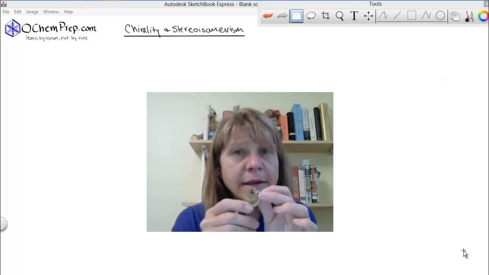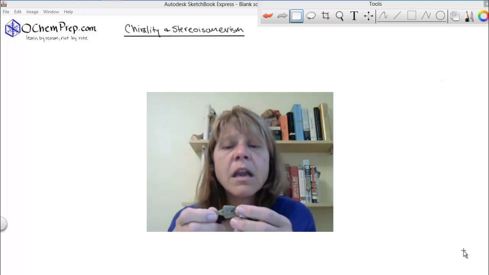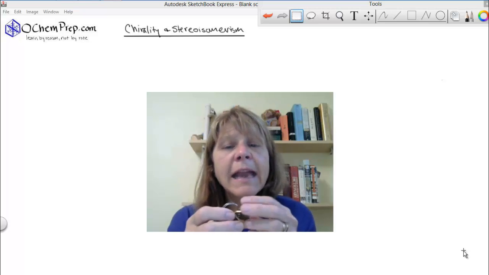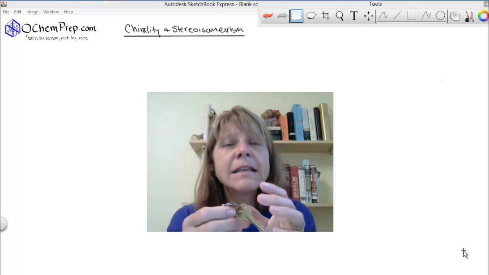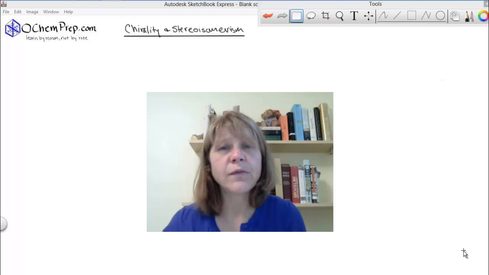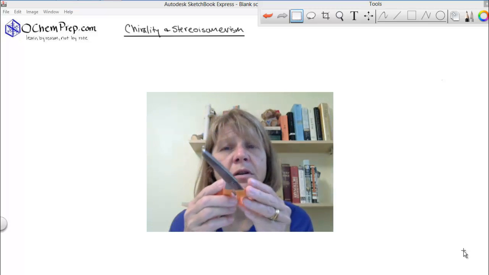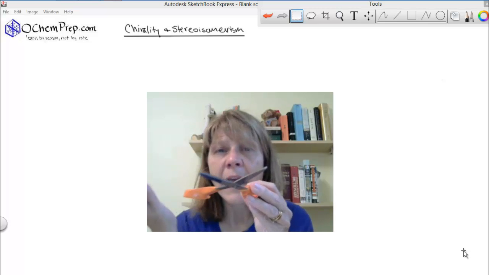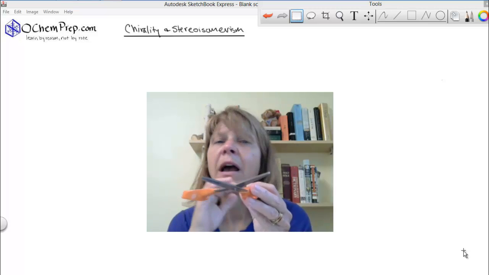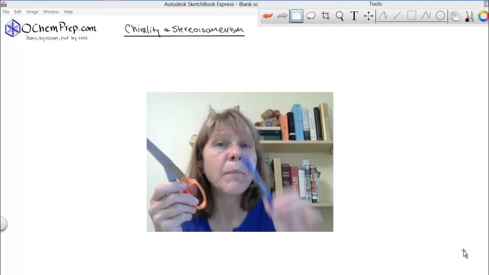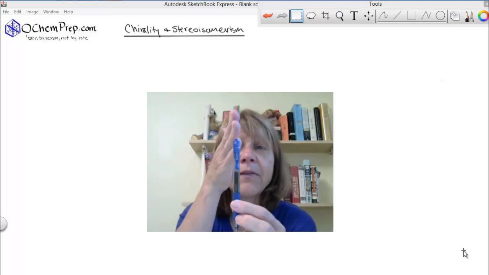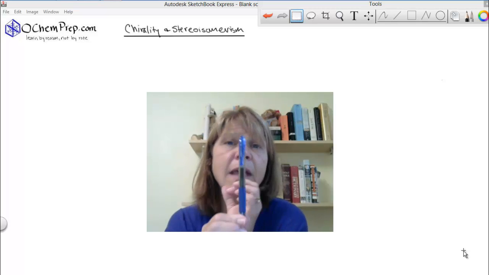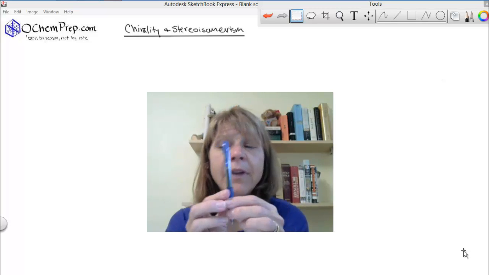Now, if you look at every single thing in my hand right now, none of them have a plane of symmetry. So anything that has handedness doesn't have a plane of symmetry. So if we look back at the pair of scissors, there's no plane of symmetry down the middle or down the side. You can't cut it in half and it won't look the same on either side. But if we look at the pen and we cut the pen in half this way, the left-hand side is exactly the same as the right-hand side. So that's why the pen doesn't have a handedness.